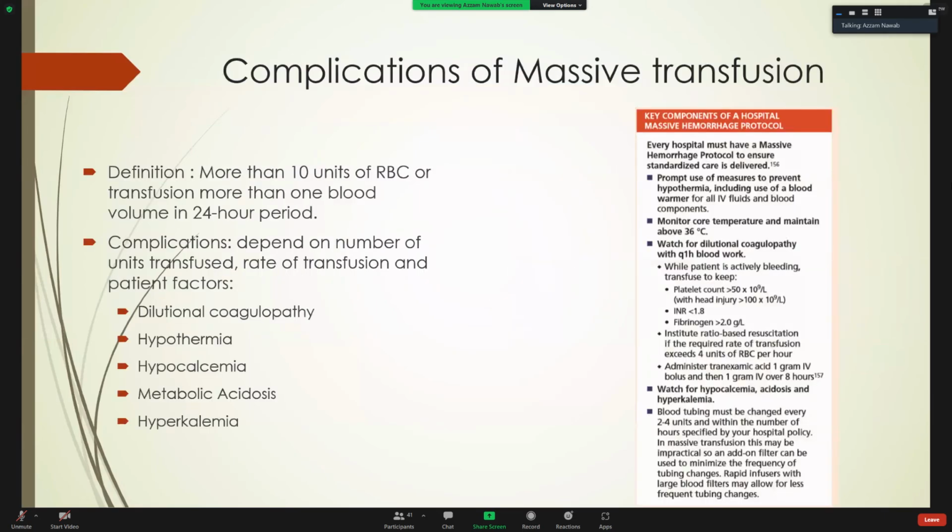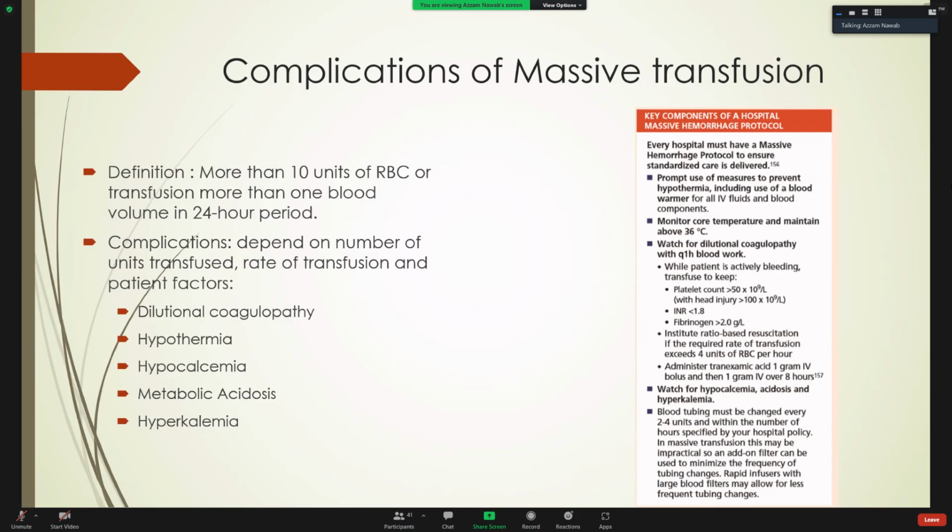Okay, massive transfusion. I mentioned it before. What is massive transfusion? It's administration of more than 10 units of PRBC, or more than 1 blood volume in a 24-hour period. Complications depend on the number of units transfused, rate of transfusion, and patient factors. The faster the rate, the higher the morbidity for the patient, the higher the complication. Usually what happens is dilutional coagulopathy, hypothermia, hypocalcemia, metabolic acidosis, and hyperkalemia.